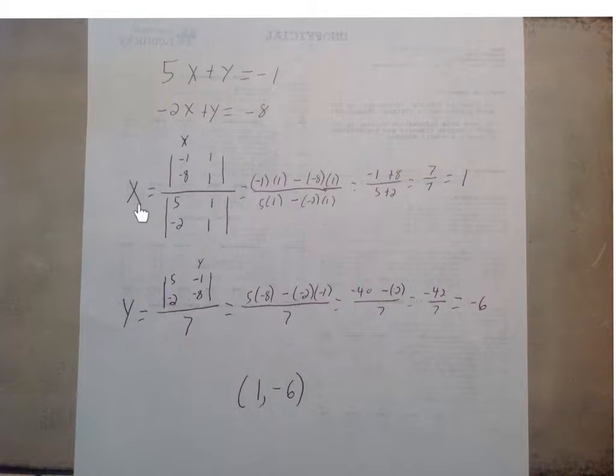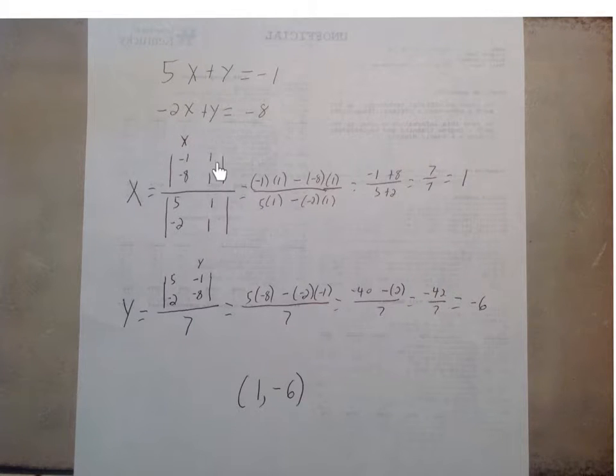To set it up, solve for x. I'll talk about this bottom determinant. It's just the coefficients: 5, -2, 5, -2, 1, 1. So for the bottom determinant, you just copy down the coefficients once you have the system in this arrangement.